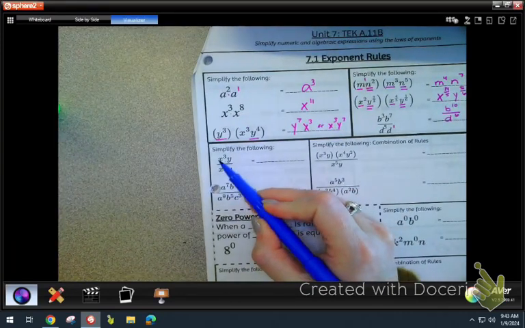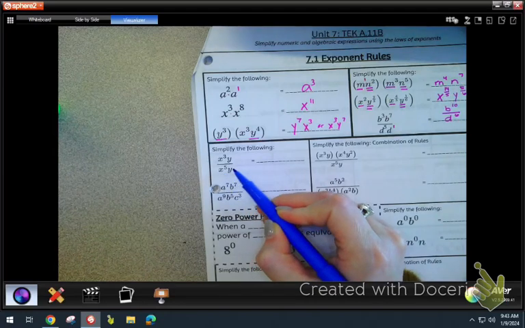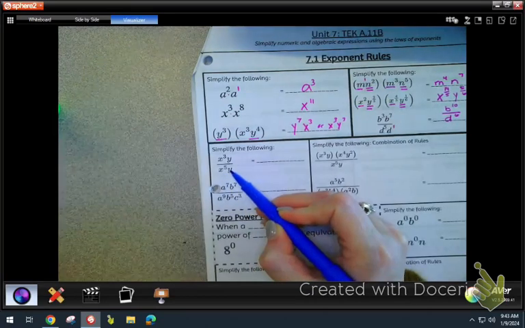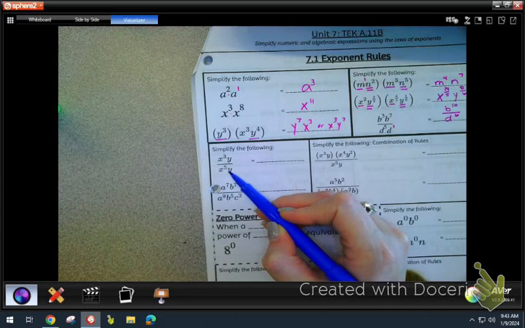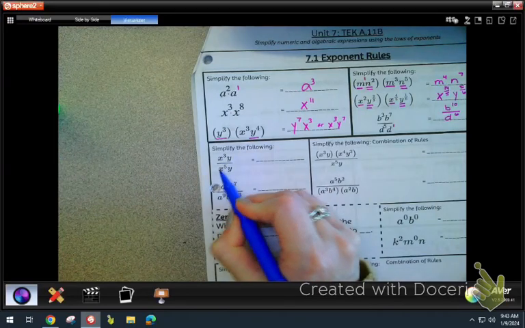Okay, let's look at this one. x to the 3rd y over x to the 5th y. One letter at a time. Flip back over, Miles. Okay? One letter at a time. Let's focus on our x's.